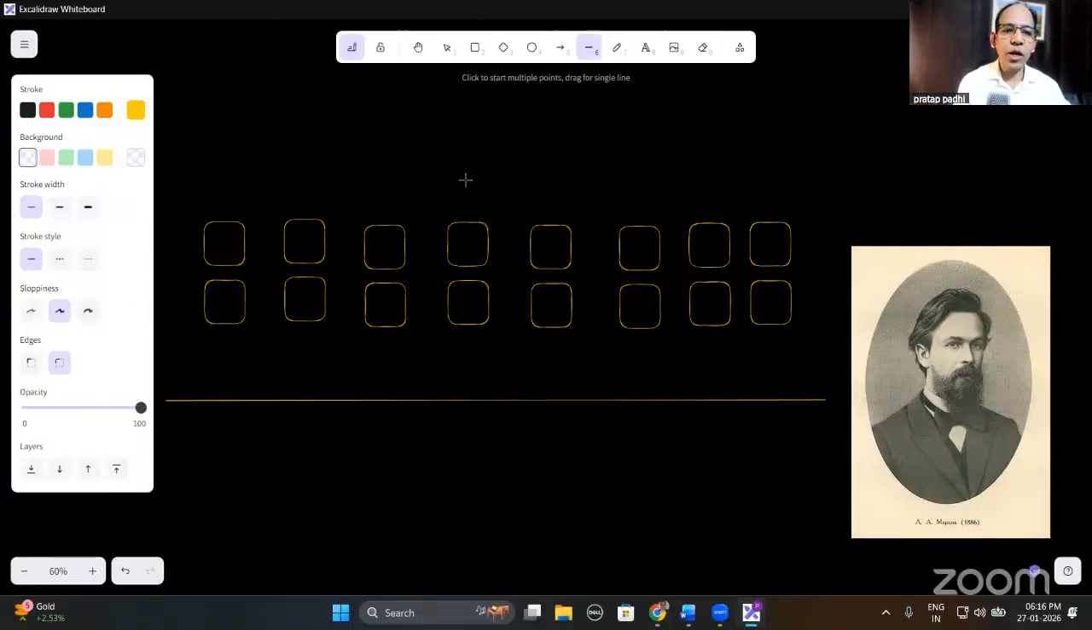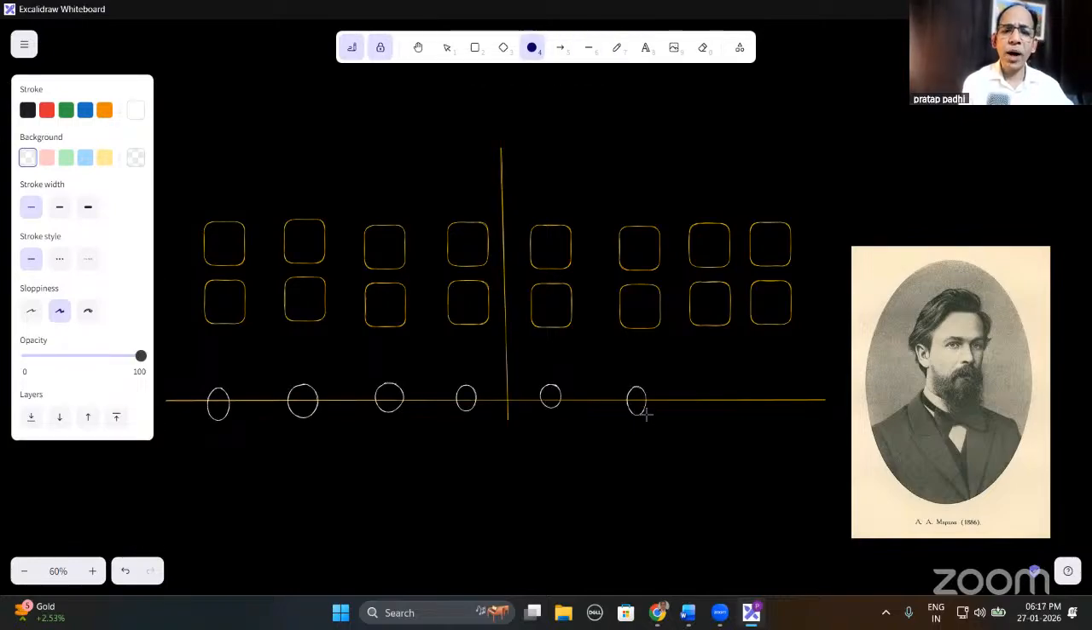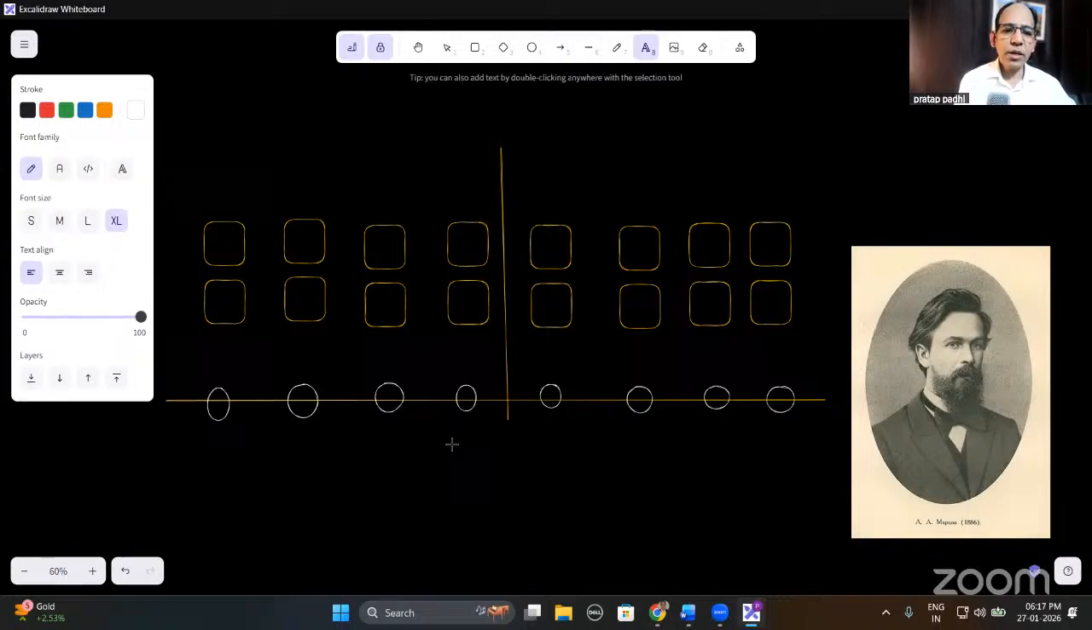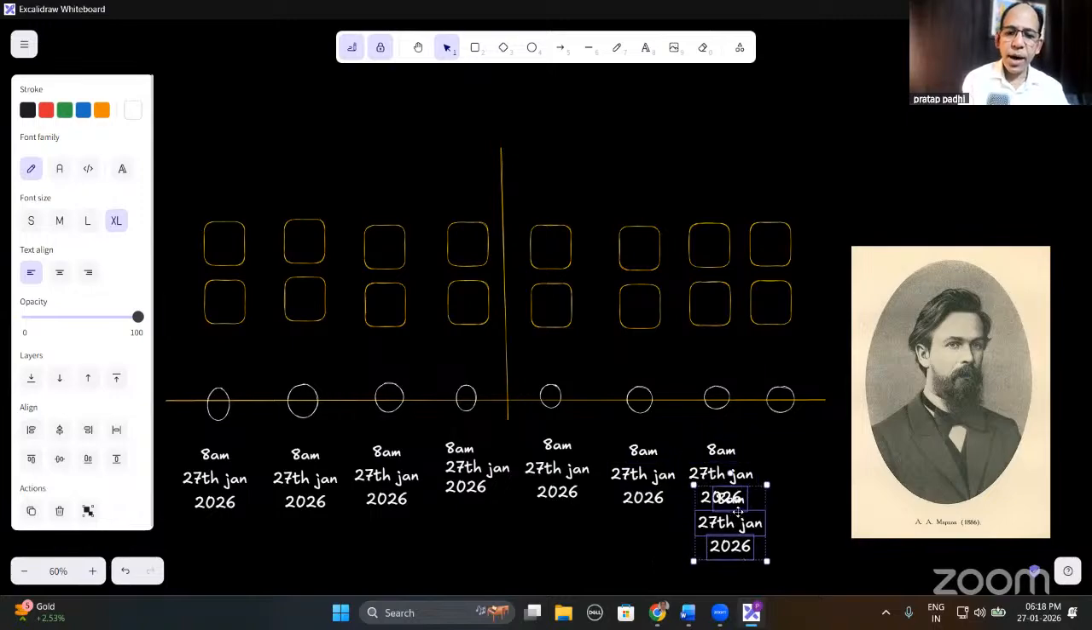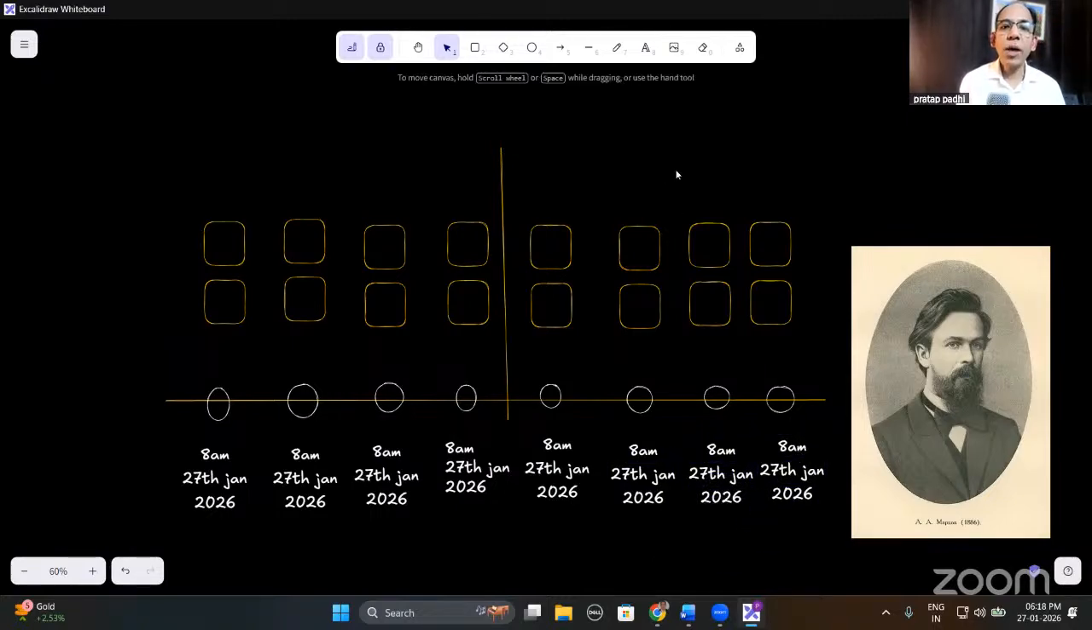Let's get started. Today is 27th of January. Today we are here, 27th of January. I will take a 1 day gap. Now suppose this is 8 a.m. on 27th January 2026. This is my framework, the stochastic process, where I will use a model.